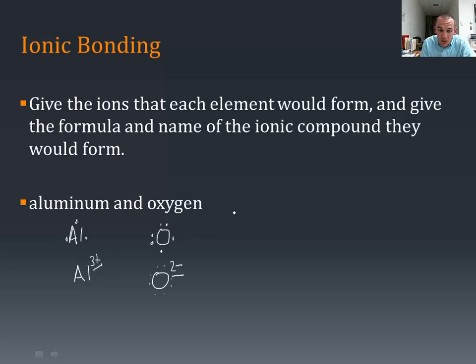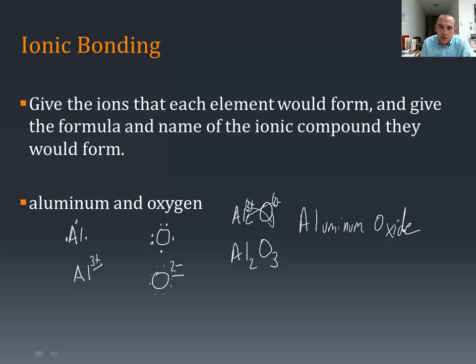Remember, you can just do the switch. So Al3+ O2-, this is going to switch, this is going to switch, and so I end up with Al2O3. This is aluminum oxide. Aluminum oxide, because the metal always is written first, the ending of the anion changes to IDE.